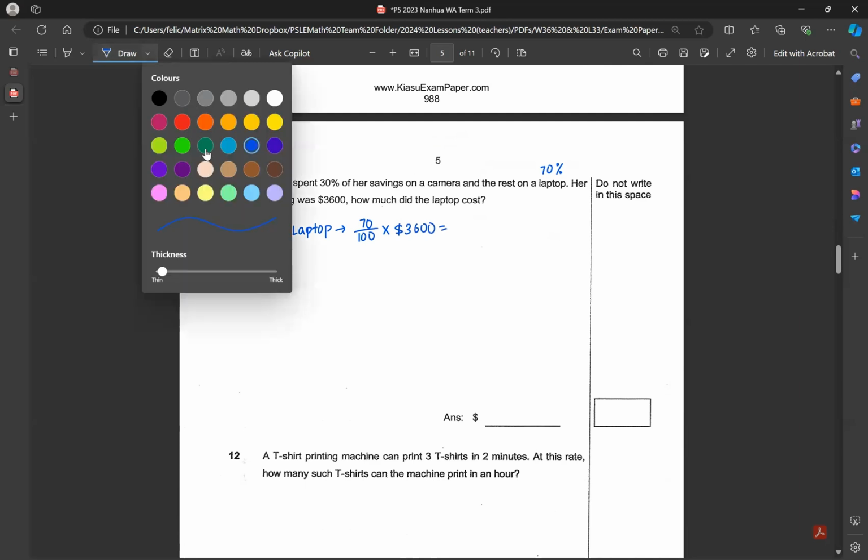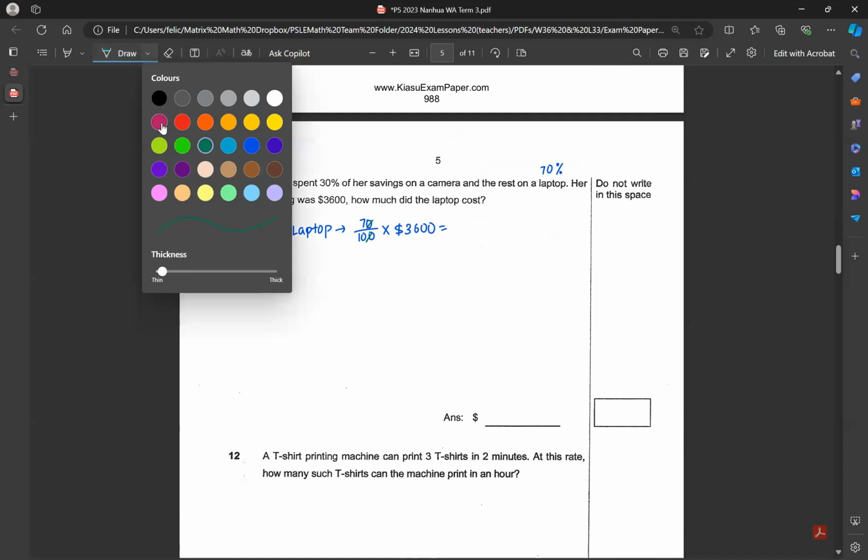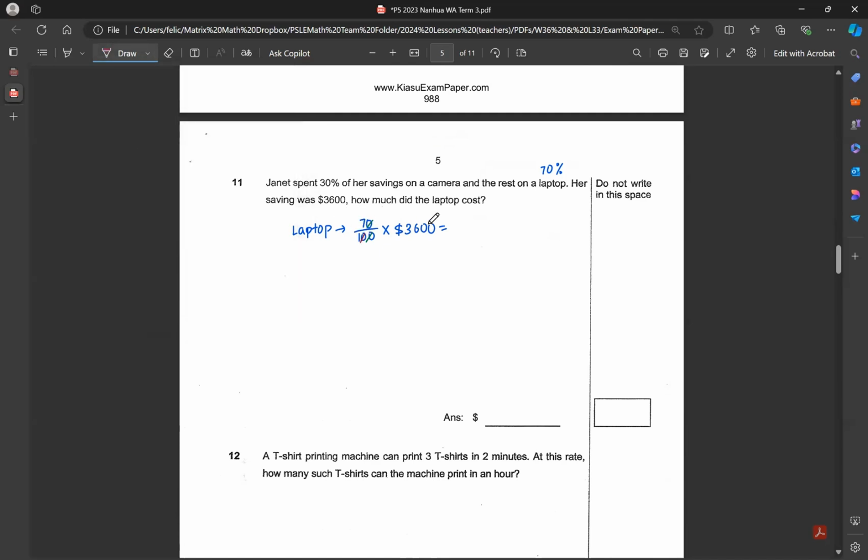So this way definitely works also. Cancel common zeros. Next will be another zero here. So this leaves us with 360 times 7. 360 times 7, if you calculate, is actually $2,520. That is how much she spent on the laptop.